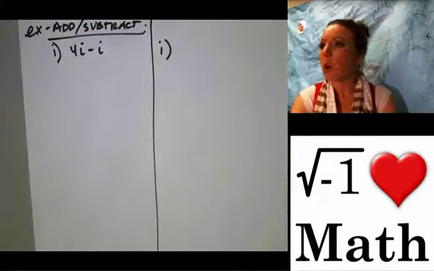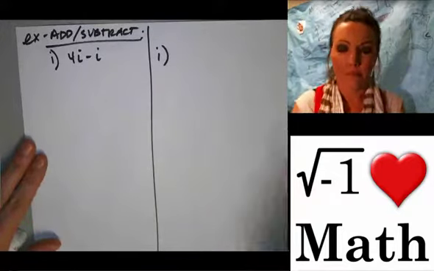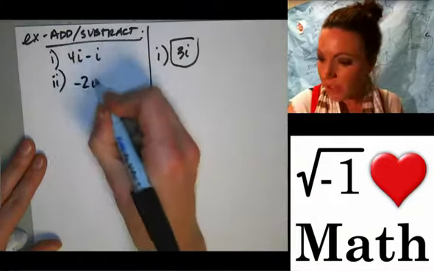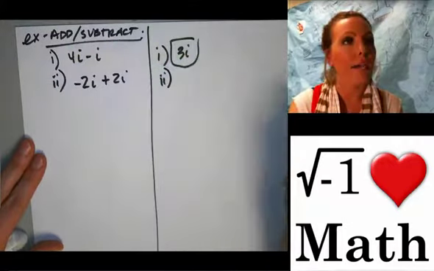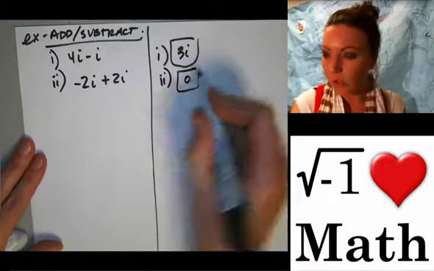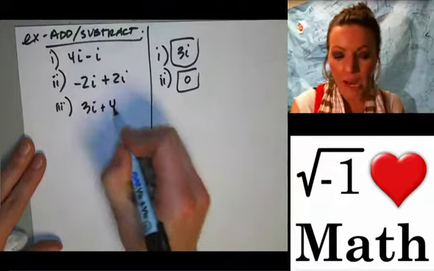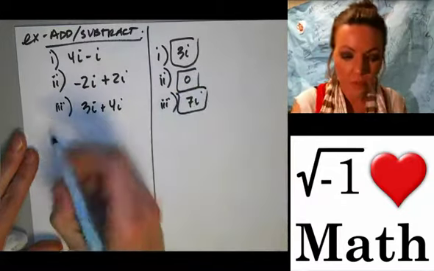4i minus 1i is 3i? 3i. Good. Just like variables, like combining like terms. -2i plus 2i. 0. 0 i's. 3i plus 4i. 7i.